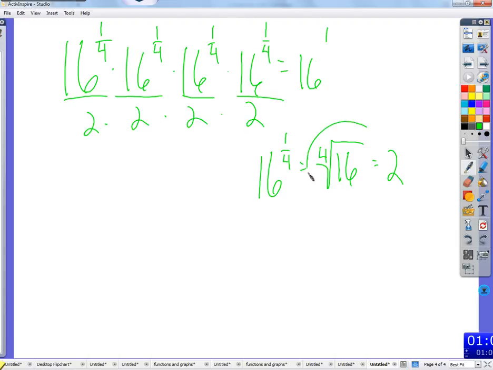And real quick, say the 4th root of 16, what are we looking for? Describe it in words. What number times itself 4 times is equal to 16? Exactly. Okay.